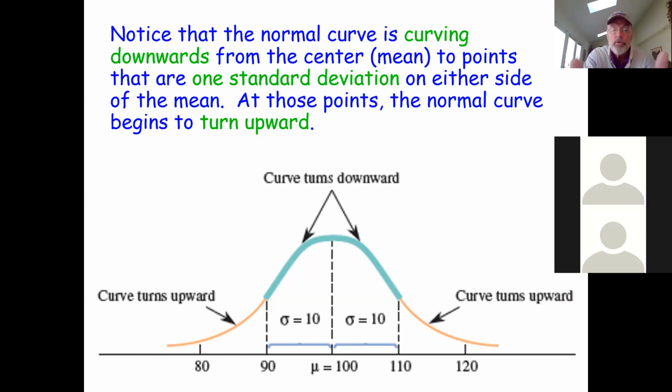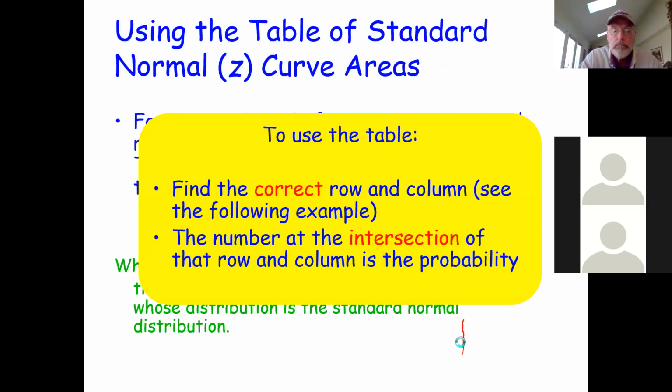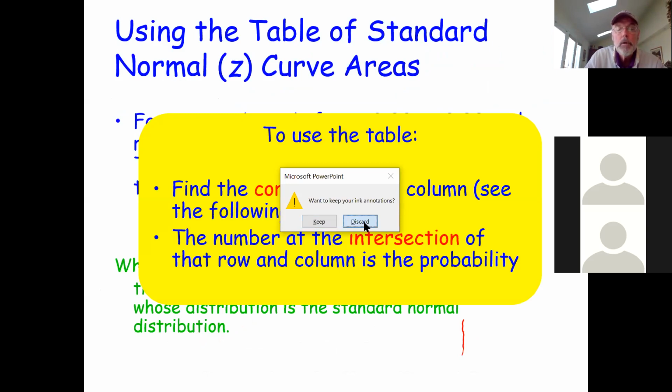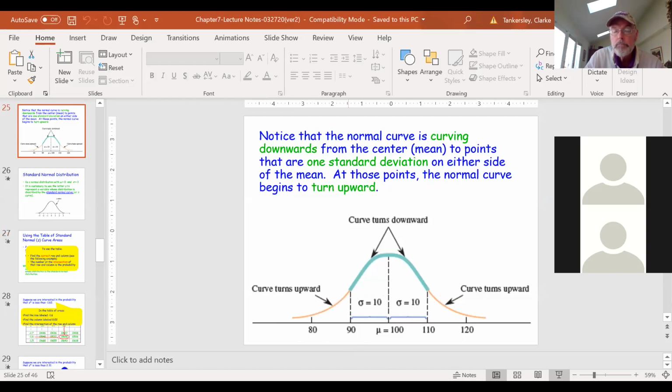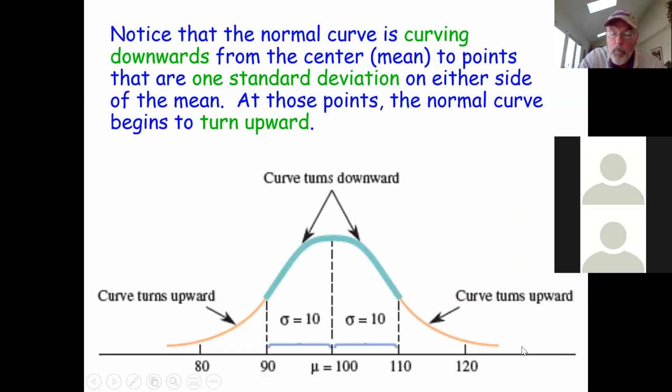All right, so we're going to start thinking about what is inside of two standard deviations away from the mean. Now, what is the area under the curve between 80 and 120? What is the area under the curve?